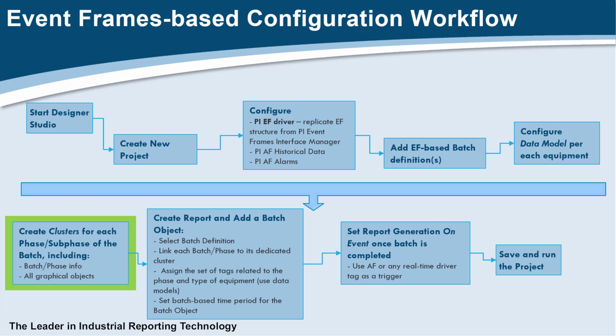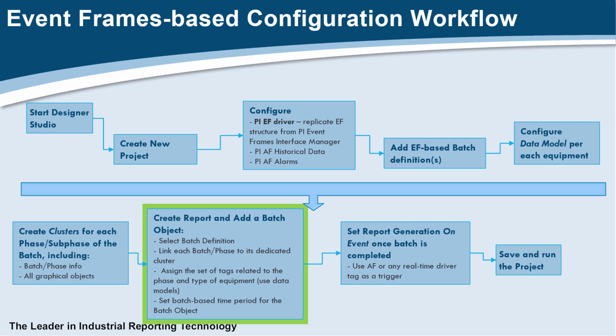We then create display clusters for each phase or subphase of the batch. These could include batch or phase details, raw data or summary tables, charts, etc. relative to a specific phase. Next, create a new report and place a batch object on the report. The batch object allows us to associate display clusters with batch phases and optionally make dynamic tag replacements when the report generates. That functionality will be covered in part 2 of this video.